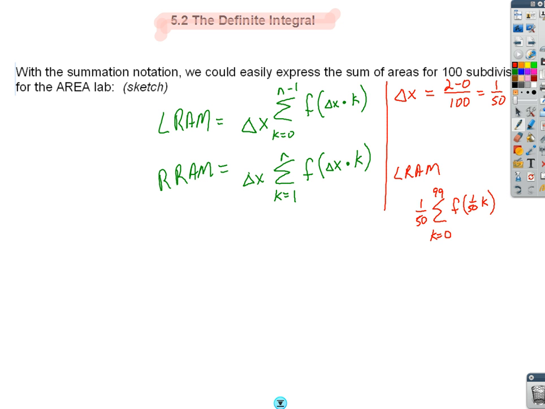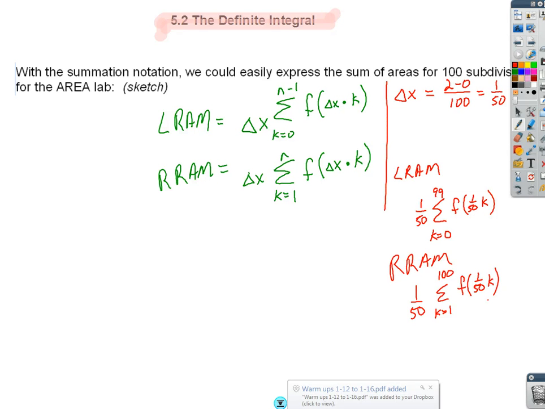And I can do the same thing then for RRAM. Just plug it into the formula. 1 over 50 sigma k equals 1 to 100 f of 1 over 50 k. And now I don't have to write it as much. This way I don't have to write as much. It's amazing, right? It's because, again, math people, lazy. Take a moment. Pause me if you have to, but let this marinate. Okay? So here we go.